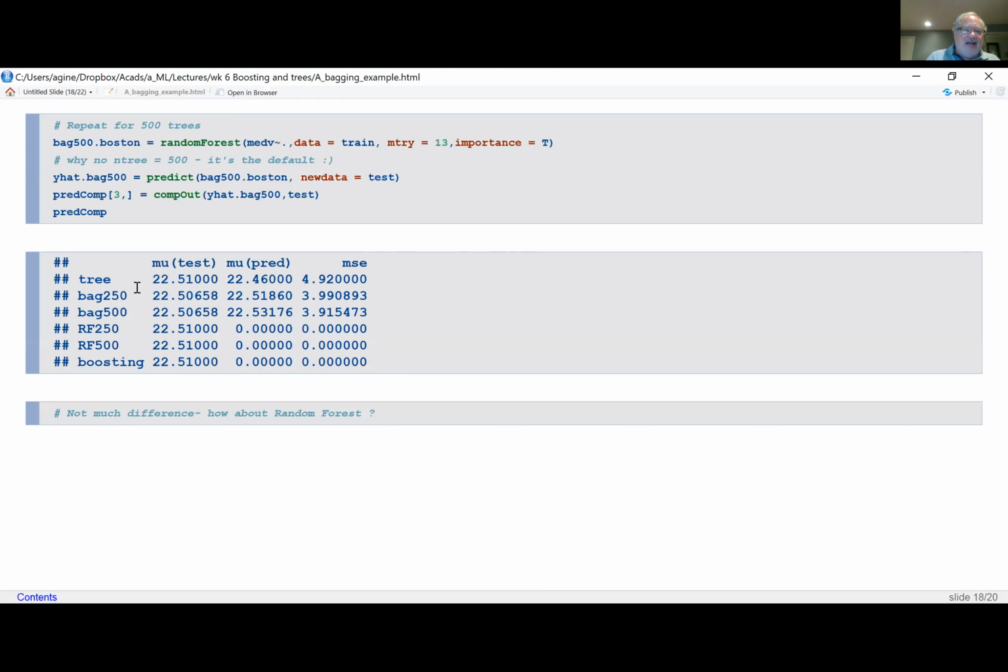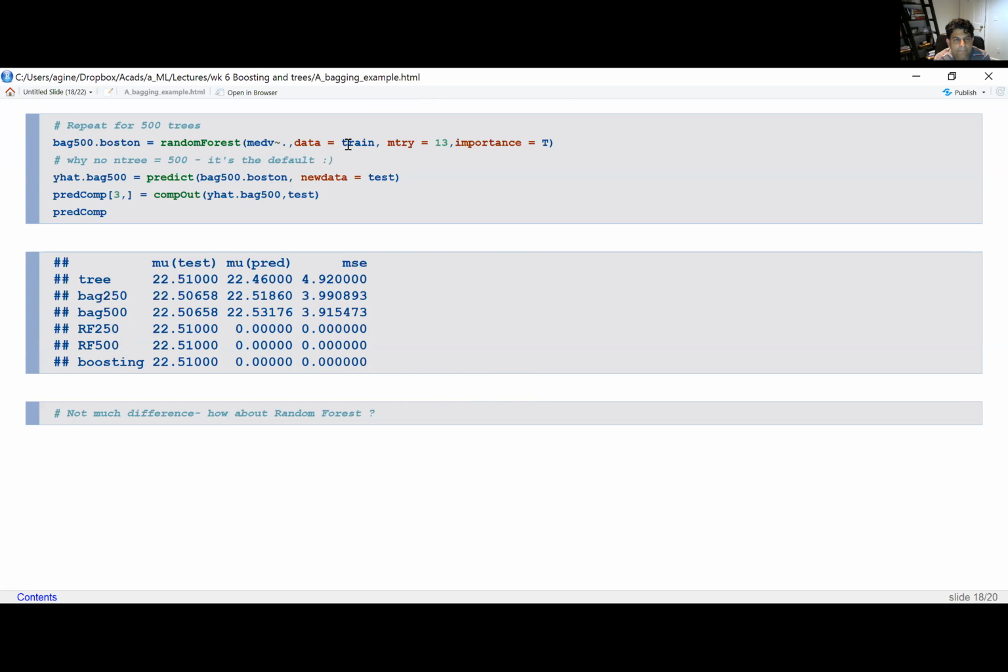But let's do it. And when we do it, we see that the bagged RF improves the mean square error, but very, very slightly. The only difference between the two formulas is that I didn't say how many times to do it. That's because it turns out that for this model, it defaults to 500. So if you don't tell it, it just automatically gives you 500 trees.